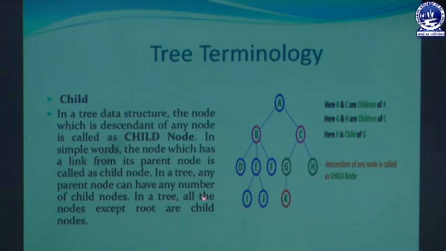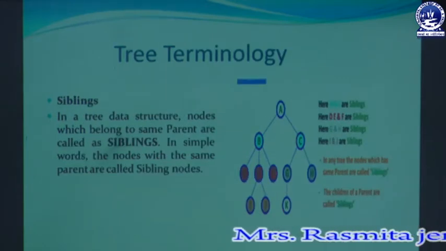In a tree, all the nodes except the root node are child nodes. The root node is not a child node because it is the root node. So except the root node, all the nodes in the tree are called child nodes. Okay, and the next terminology is sibling node.